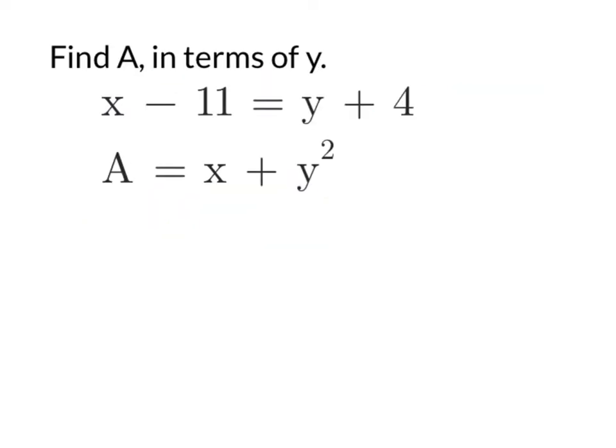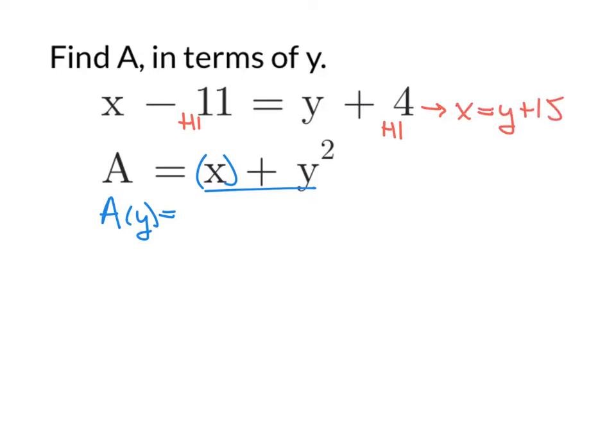Let's try another one. Find A in terms of Y. Right now, A is written in terms of X and Y. We're going to want it to be A written in terms of just y. So this side of the equation will only have y's in it, which means I need to substitute that x out. So we go back to that first equation and we solve it for x, which means I'm going to add 11 to both sides. And this turns into x is equal to y plus 15.